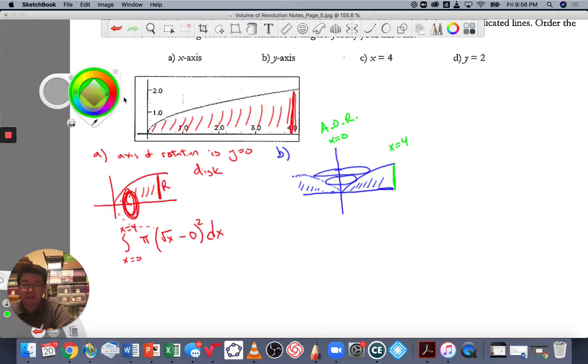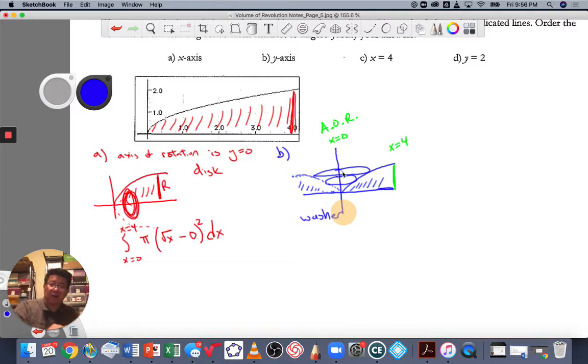So we have to figure out what our two different radiuses are, because you see how there's an empty space between. So we know that this technique is going to be a washer technique. So we need 2, right, pi r squared minus another pi r squared.